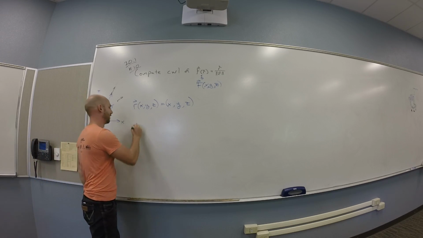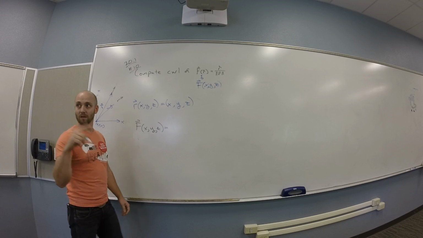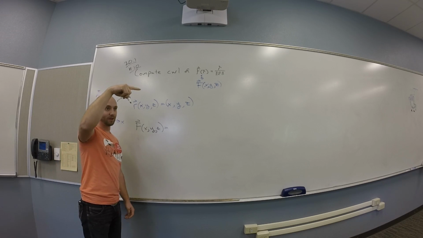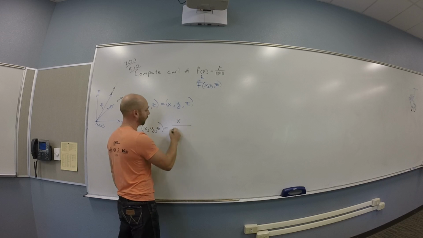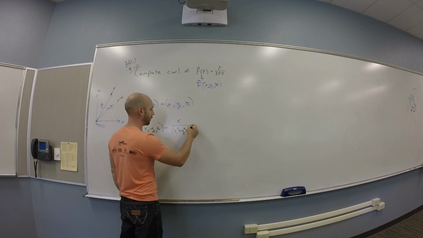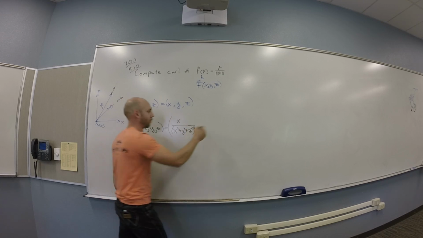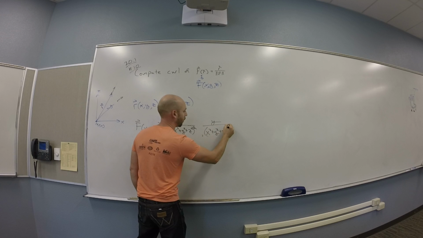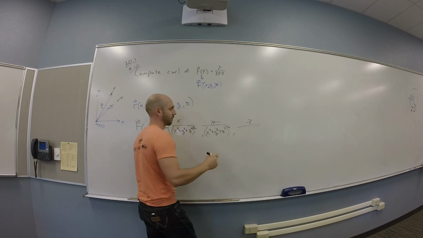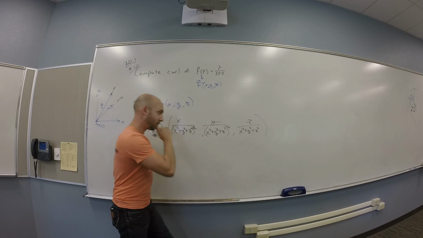So what's my f then? F in terms of x, y, and z: x i, y j. But I'm dividing by the magnitudes. We did a very similar problem the other day. So we have x over the square root of x squared plus y squared plus z squared. That's my first component. My second component is y over that, x squared plus y squared plus z squared to the 1/2, and then z over the same thing, all to the 1/2.